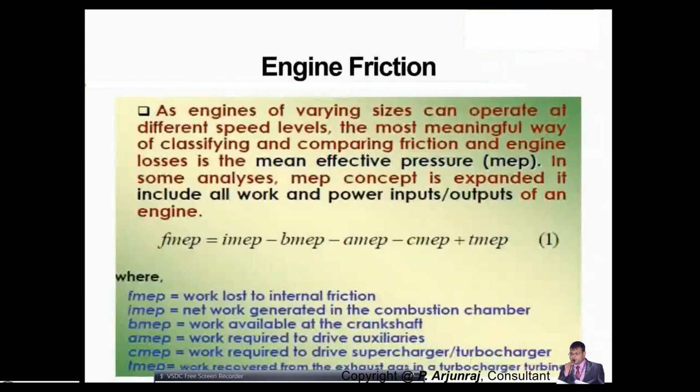And we have the last one, which is nothing but the turbocharger turbine itself, which will contribute some of the friction. So friction here is nothing but the work that is going to get recovered, or driven, or required to perform some operations. The higher the speed, the higher the friction that is going to get developed in the cylinder and all the moving parts. That is the reason you need a cooling and lubrication system for an engine.